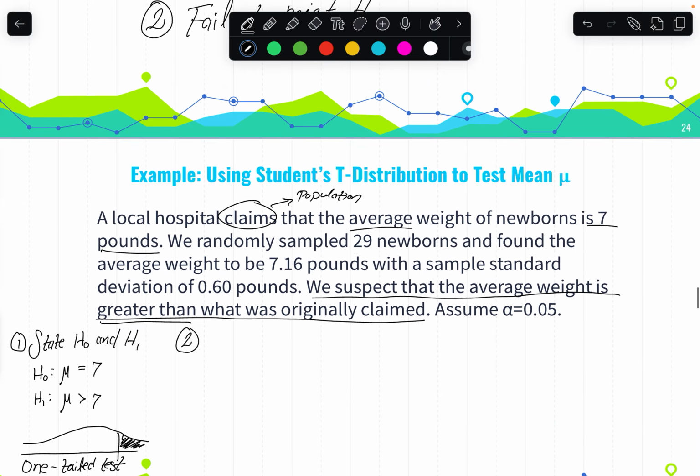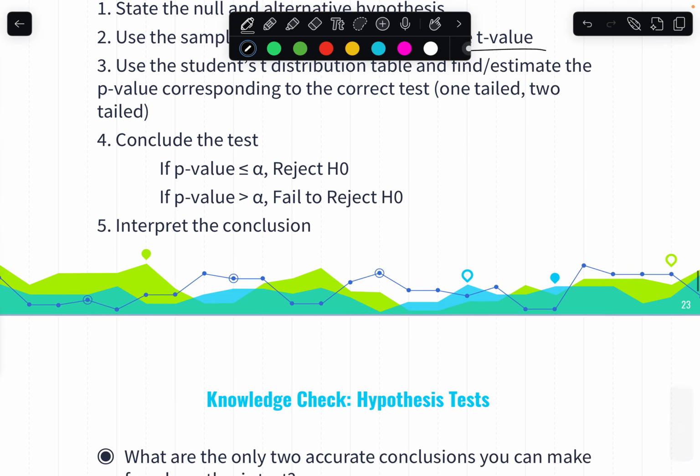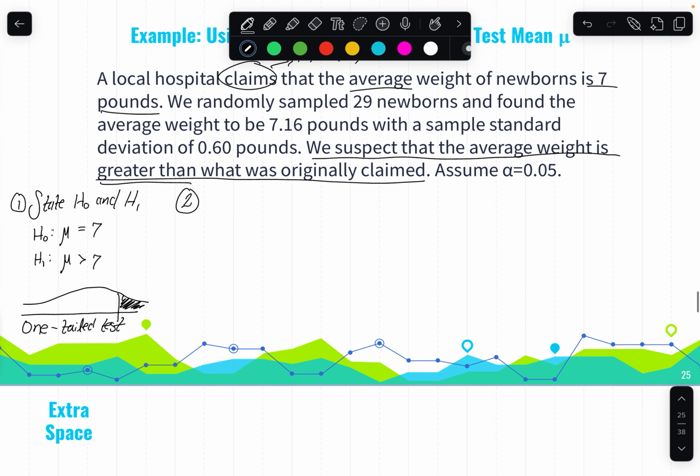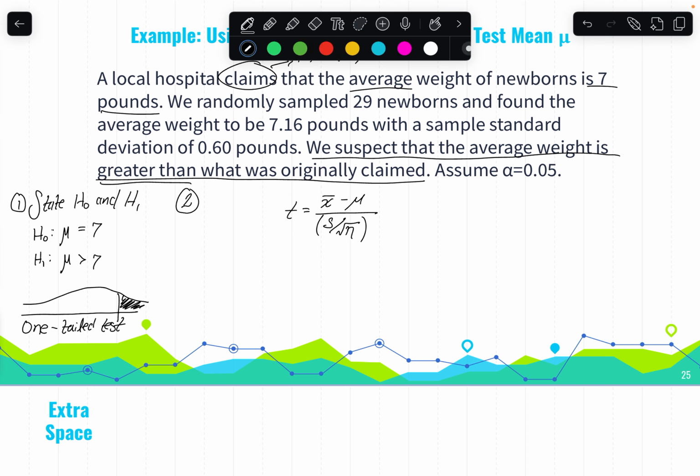Perfect. What's the next step it's telling us to do? We want to use the sample statistic test to calculate the t-value. The t-value is our sample mean minus our population mean, divided by the sample standard deviation divided by the square root of the sample size. I'm going to move this over a little bit because I like listing out the variables to the left: population mean, sample mean, sample standard deviation, and sample size.